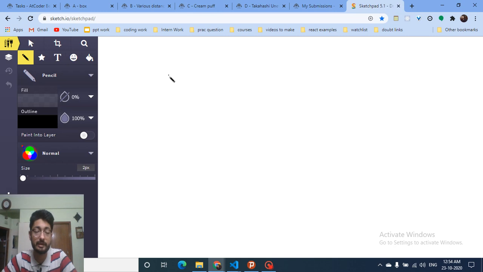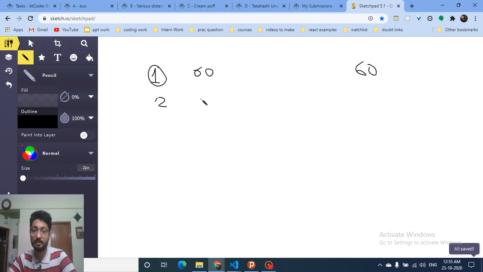So if you are given some number, let's assume 60, every number which divides this number has its complement. What I mean is, if 1 divides 60, then 60 divided by 1 is 60, so 60 also divides it. If 2 divides this number, then 60 divided by 2 is 30, so 30 will also divide it. If 3 divides this number, then 20 will also divide it.